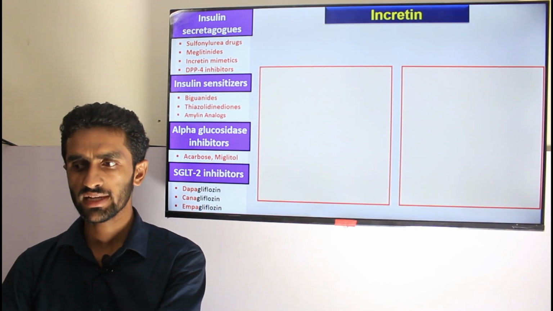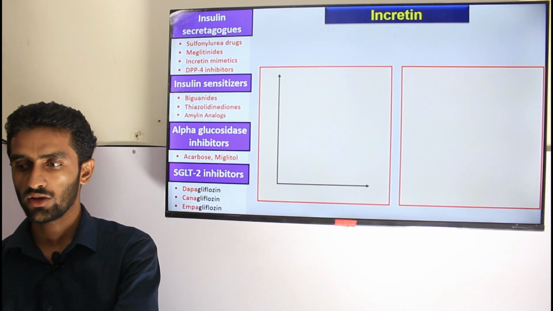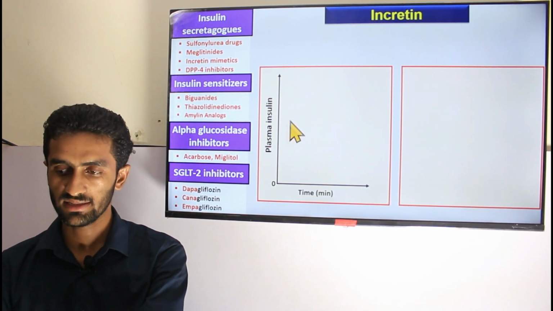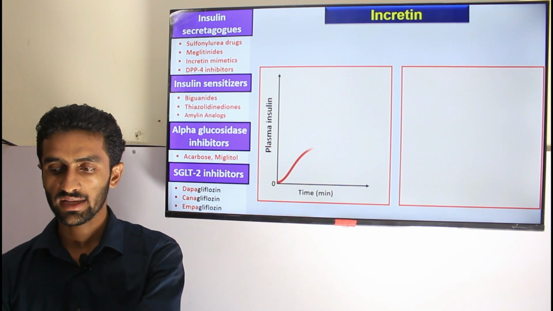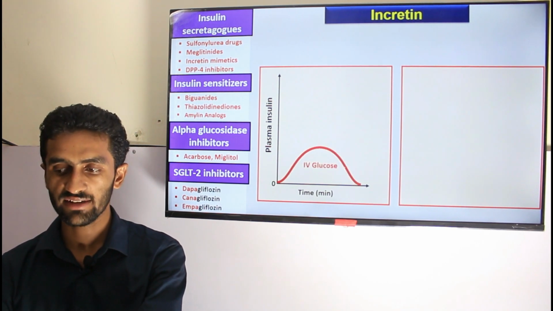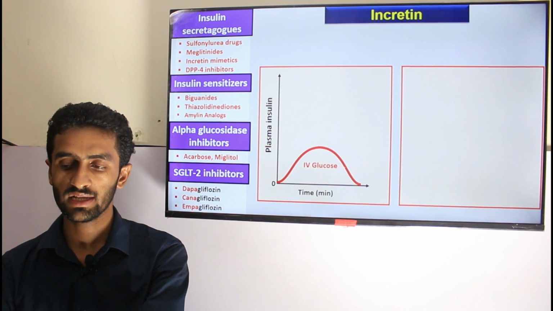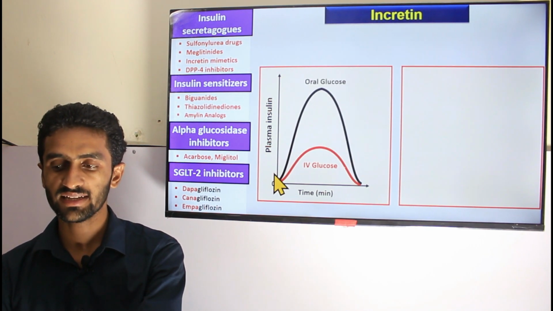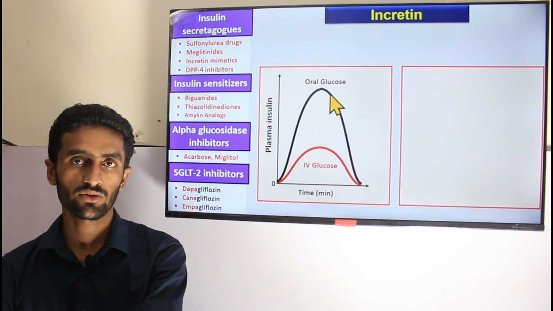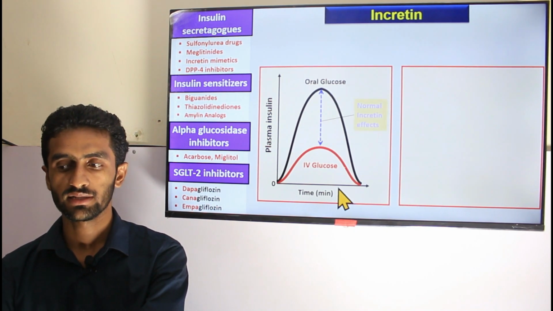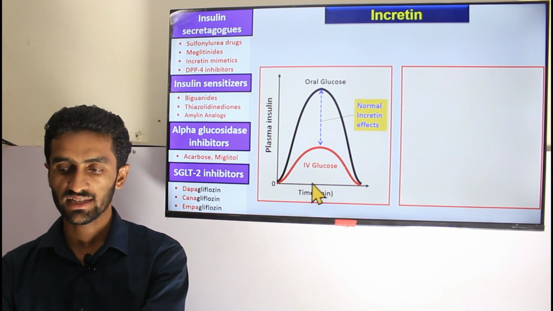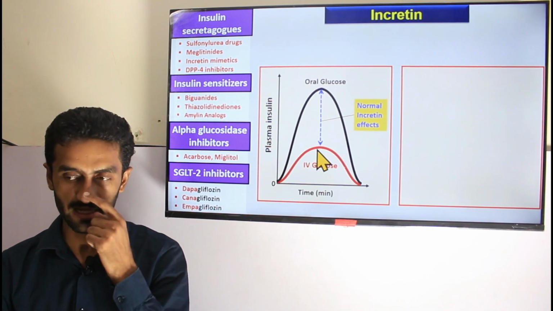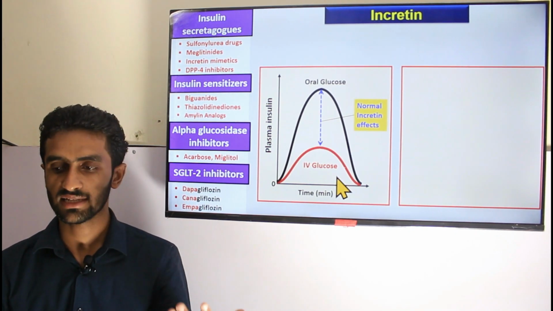Okay, so here, let's look at what the effect of the incretin is. On this side there is insulin release, on this side there is time. Here is the IV glucose: if someone is taking IV glucose, this will be the insulin release. If someone is taking oral glucose, this will be the insulin release. Why is there an increase in insulin release with oral glucose? Because of the effect of your incretin. With IV glucose there is no incretin, so there is less release of insulin, while with oral glucose there is increased insulin release.